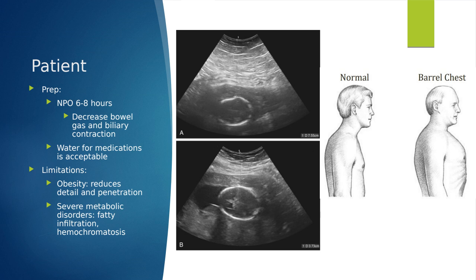Also, anyone who has a barrel chest, this is an anatomic deformity that a lot of men have. It's when their chest is just very round, wide, and short, and it makes it almost impossible for us to evaluate all of their liver tissue because it sits so high up in their sternum.